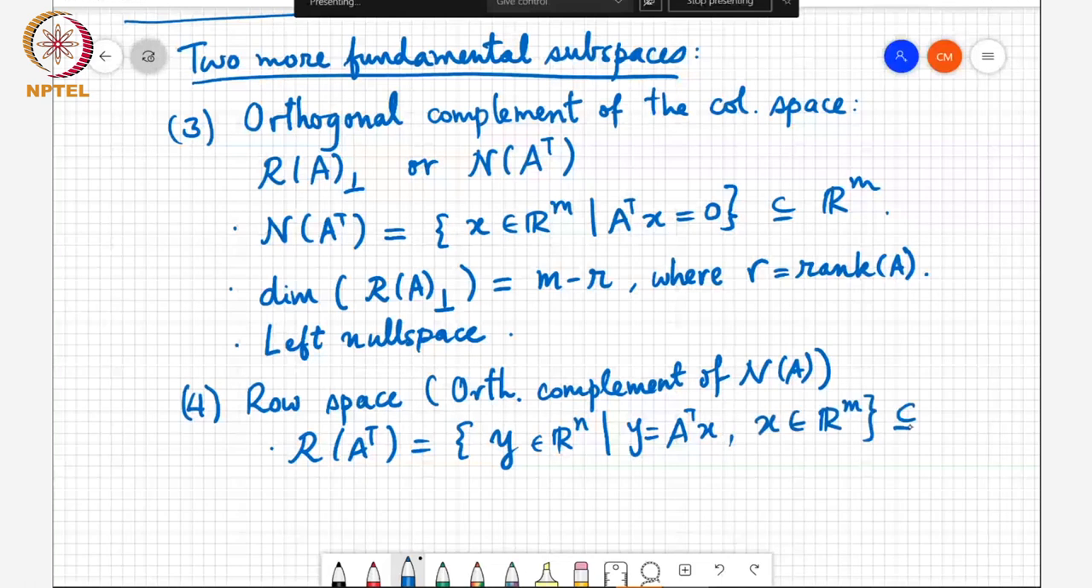And the dimension of the row space is equal to what? So what can we say about the dimension of the row space, or the orthogonal complement of the null space? N minus R. No, it's the rank of this A. Exactly. It's the same as the dimension of R of A.